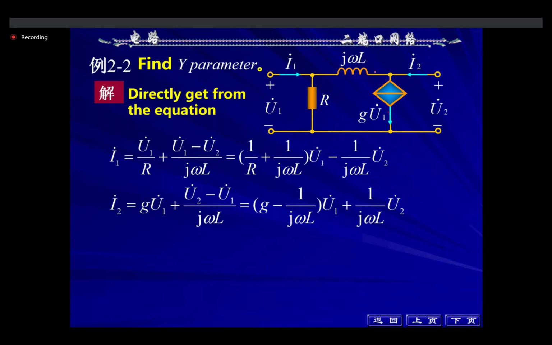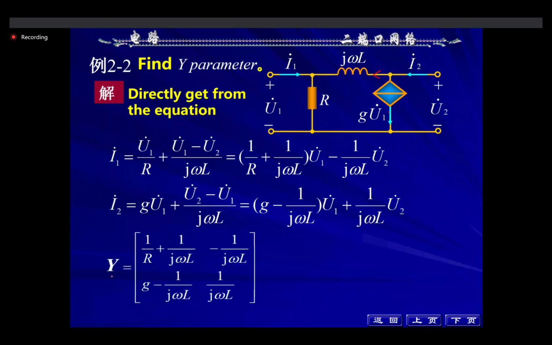I2 is G times U2 plus this current. This current is U2 minus U1 over j omega L. So this is the total expression, using U1 and U2 to express I2. So this is the Y parameter of this circuit. We can find that this circuit is not symmetric. If G is 0, Y12 equals Y21 equals minus 1 over j omega L, and it is symmetric.